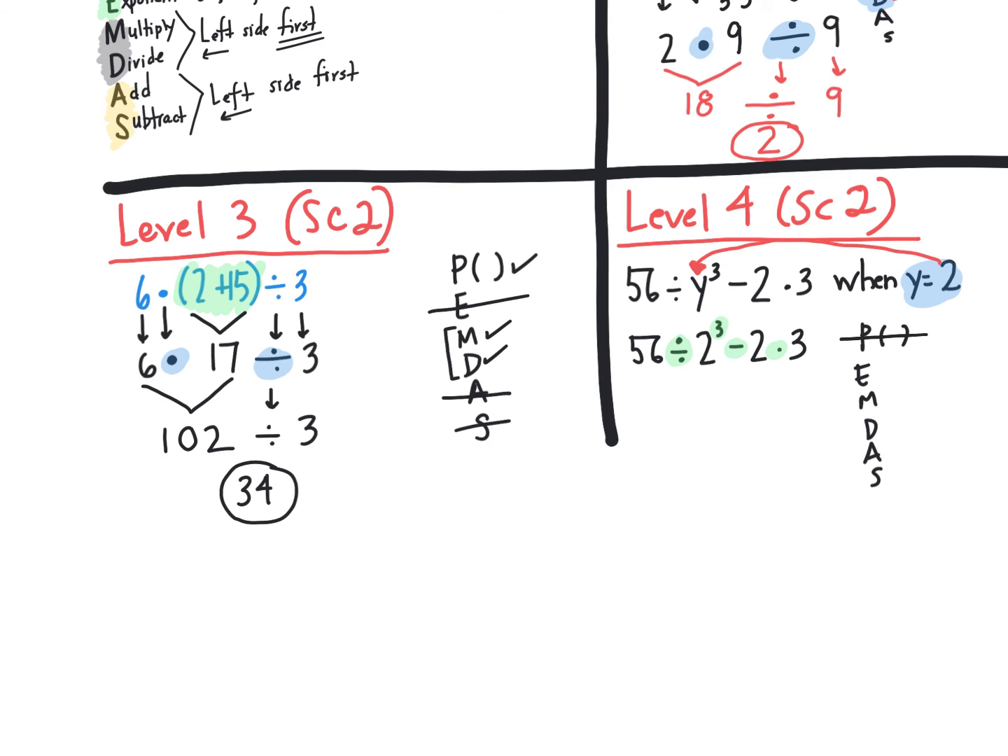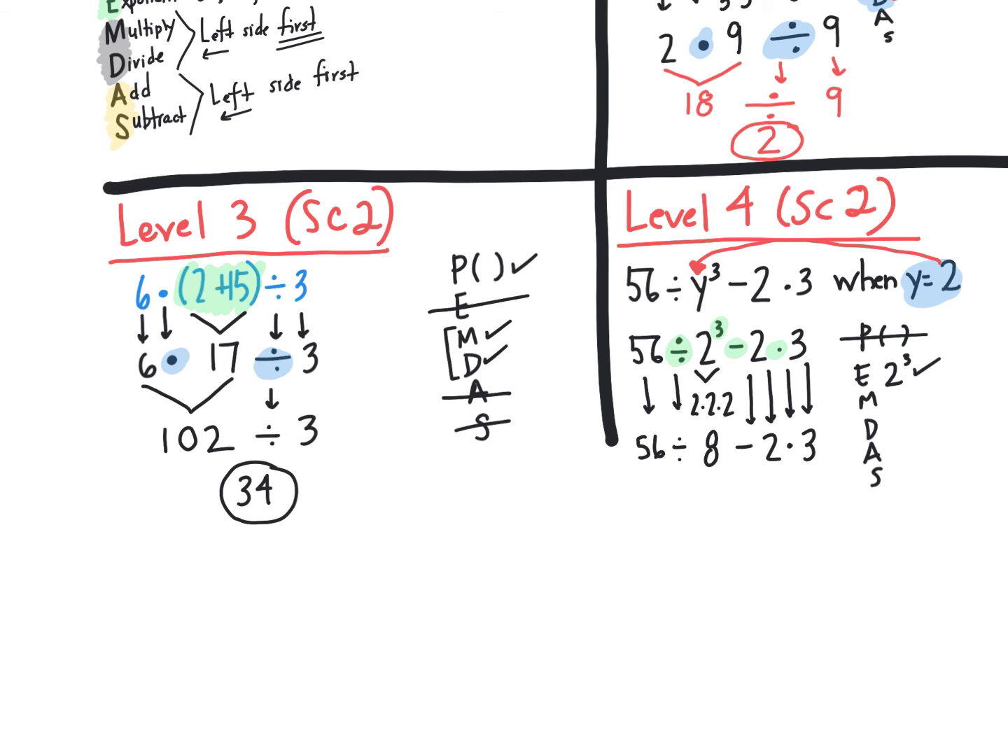Okay, let's look for exponents. Well, I know I have that. I have 2 to the third power. Okay, so let's go ahead and work with that. 2 to the third power. That is 2 times 2 times 2. Well, I know 2 times 2 is 4, so 4 times 2 is 8. So now I'm going to bring everything else down. I have my division sign. I have my 56. I have my subtraction. I have my 2, I have my times, and I have my 3. You don't necessarily always have to draw the arrows like I'm doing, but I just wanted to show you how I bring everything down. So I'm going to mark this out, okay?